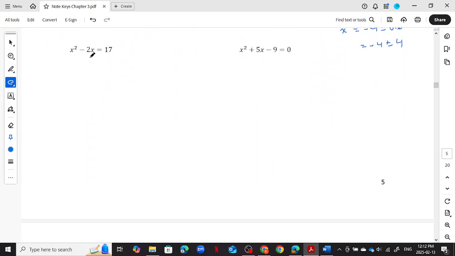All right. Hopefully you're feeling pretty good after those two. I want you to give this one a go. So solve this one by completing the square. Pause the video.